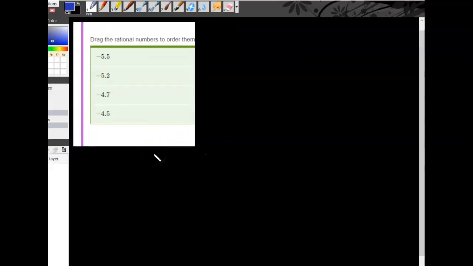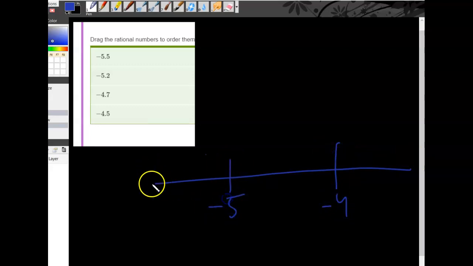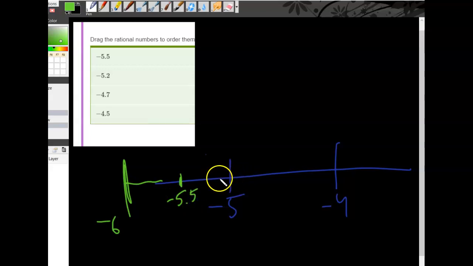If I have a number line right here, let's say 0 is way off to the right. I got -4 here, -5, -6 down here. -5, that's a little bit off. Let's make -6 a little bit further down. So -5.5 is going to be halfway between -5 and -6. -5.2, about right here.